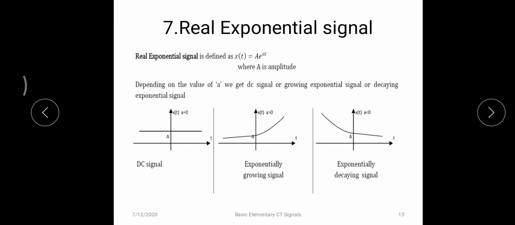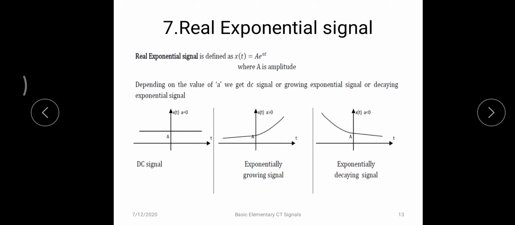And the next signal is the real exponential signal. Another very important signal for our subject. Any signal x of t can be expressed as capital A into e power at, where capital A represents amplitude, and based on small a the function may grow, decrease, or become constant. We will see three different cases.